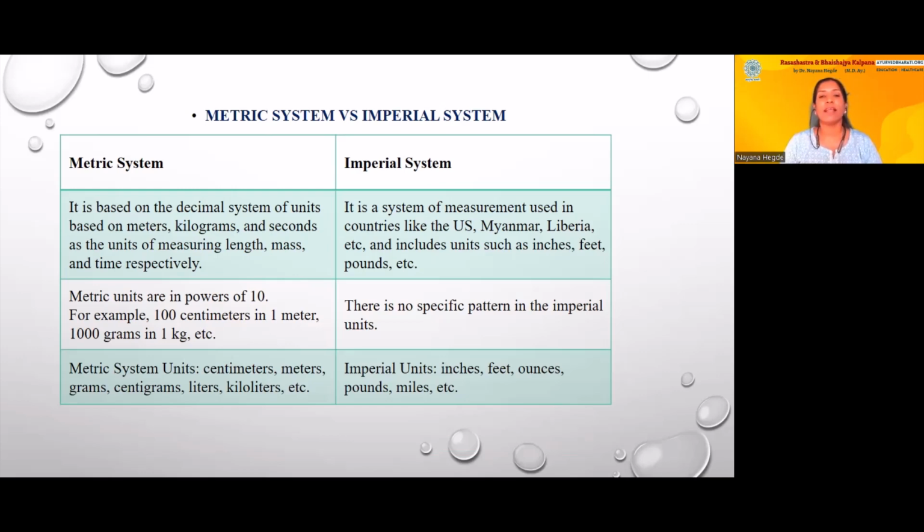In the metric units, the numbers are in powers of 10. For example, 100 centimeters is 1 meter. 1000 grams is 1 kg. But in the imperial system, there is no specific pattern to express the units. Metric system units include centimeters, meters, grams, centigrams, liters, kiloliters, etc. In the imperial system, units are inches, feet, ounces, pounds, miles, etc.